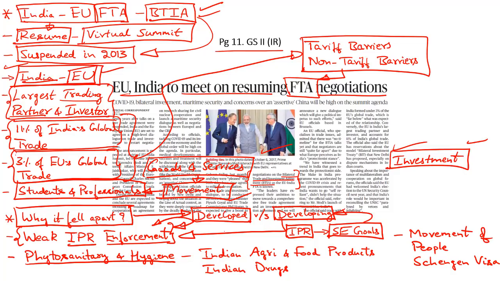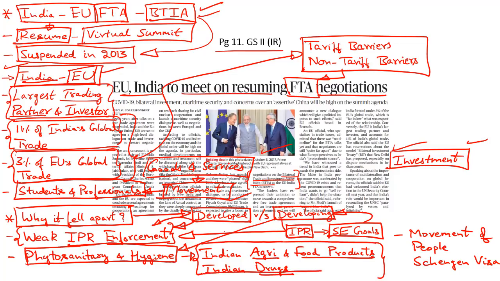Then for a developing country, it would be very difficult to maintain high phytosanitary and hygiene standards, as it would directly increase the cost of Indian agricultural exports, Indian food exports, and the export of Indian drugs. This would not only increase the cost for Indian agriculture and Indian industry, but it would also make their exports less competitive.